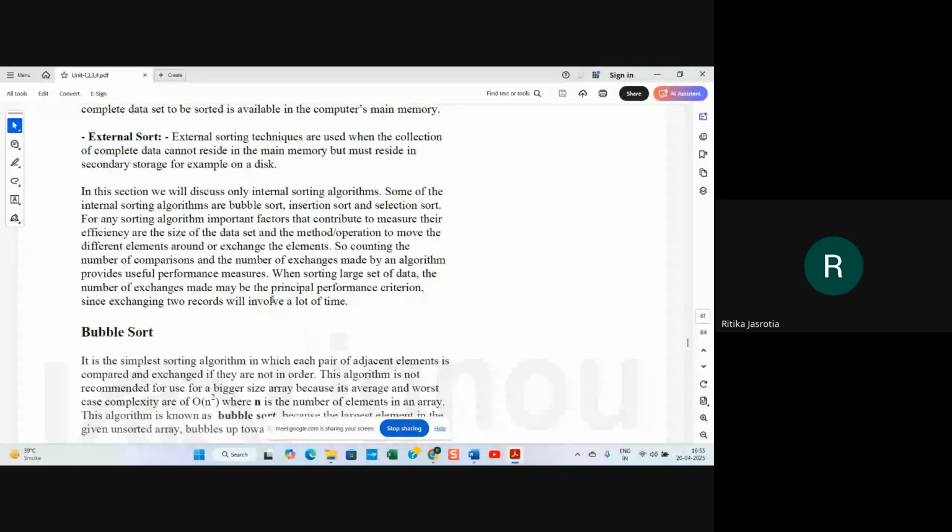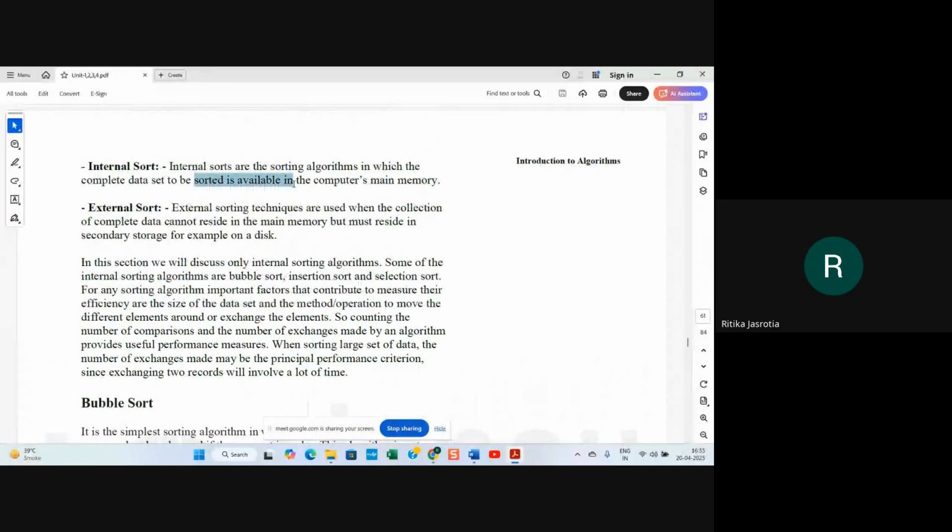So you have different kinds of sorting algorithms. Some of the internal sorting algorithms, where your data is available in the main memory, are bubble sort, insertion sort, and selection sort.